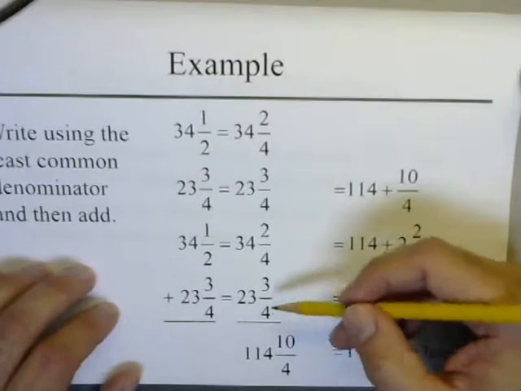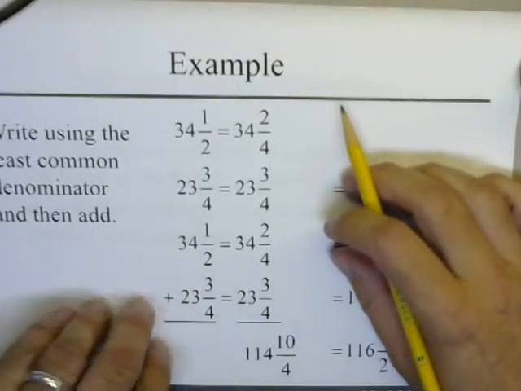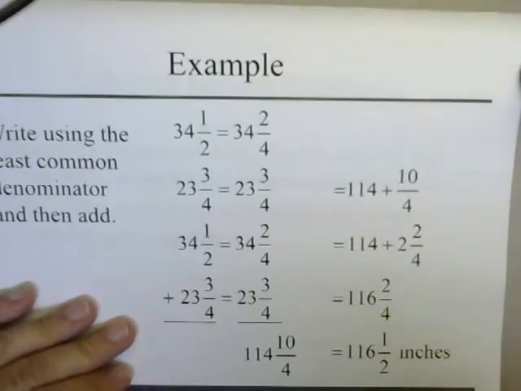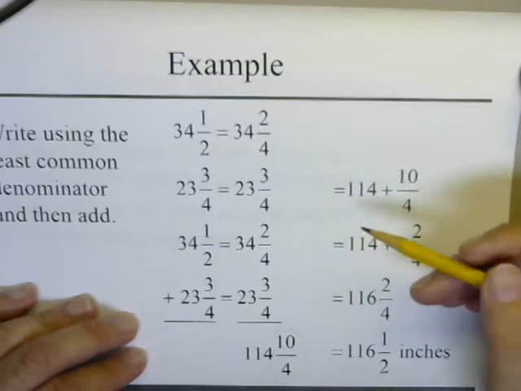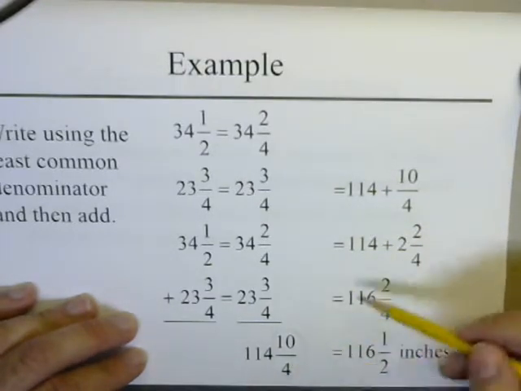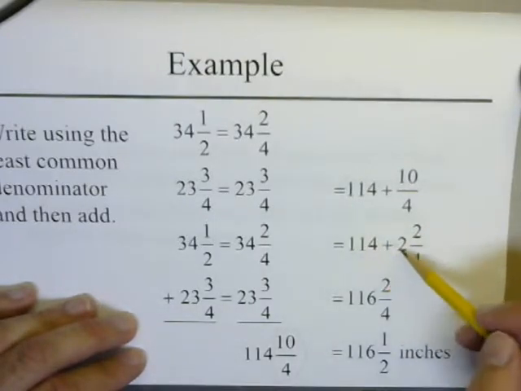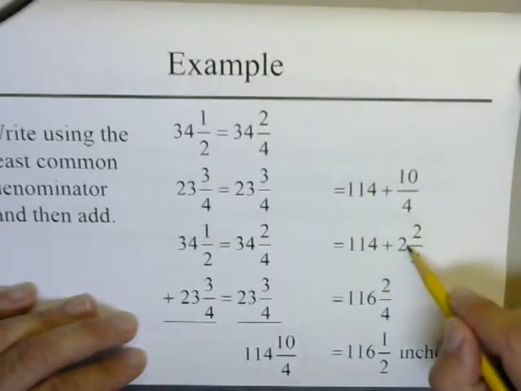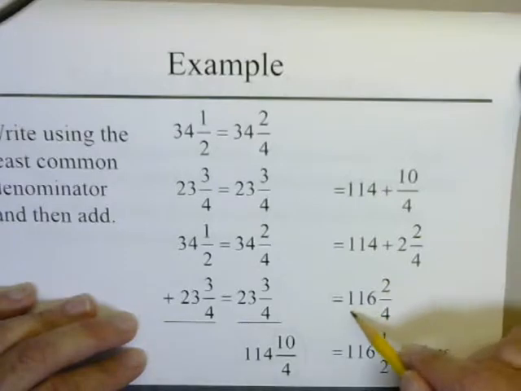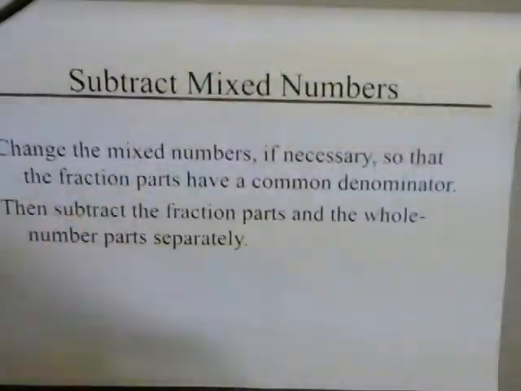And then add the fraction part, so 2 plus 3 plus 2 plus 3 is 10, so that gives you 10/4. Then again, you can convert that to a mixed fraction, so 4 goes into 10 twice with a remainder of 2, so this would become 2 2/4. So you could add the 2 to the 114, because this really means 2 plus 2/4. So adding the 2 gives you 116 and 2/4, or you could reduce that by half.